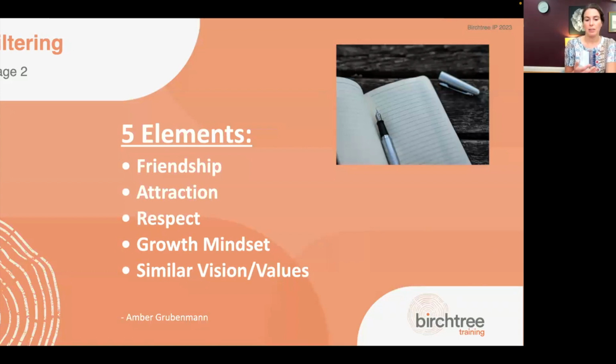And the last one, similar vision or shared values. So this can be core deal breakers, like if you definitely want kids, they definitely don't. Maybe someone is from overseas and they definitely want to move back to their home country in the next year, but you definitely want to be in Australia. So even if you have all the other elements there, if those deal breakers are not aligned, it's eventually not going to work. And also similarly values, like maybe someone really values an active lifestyle.